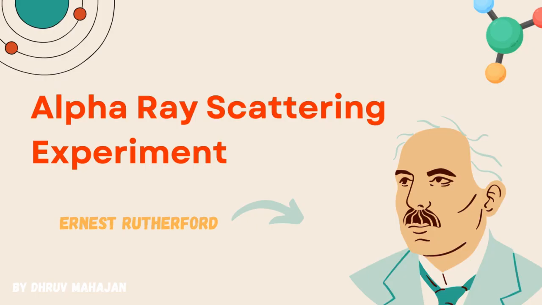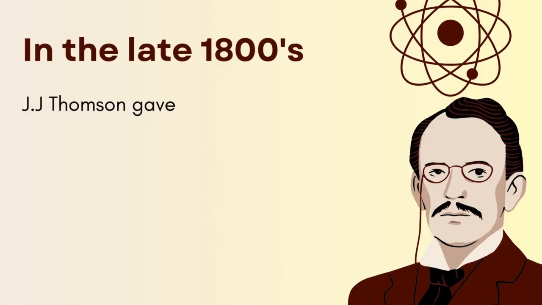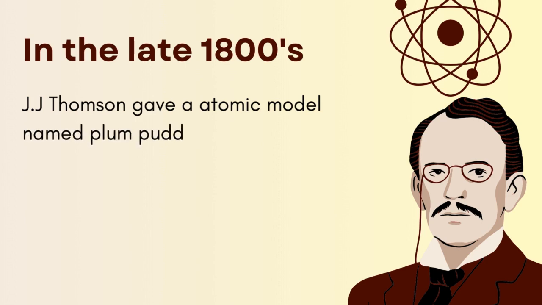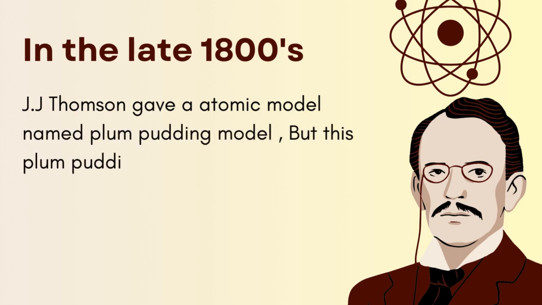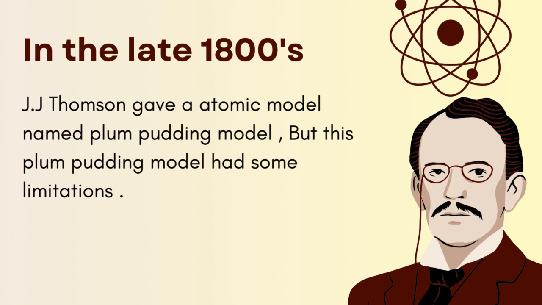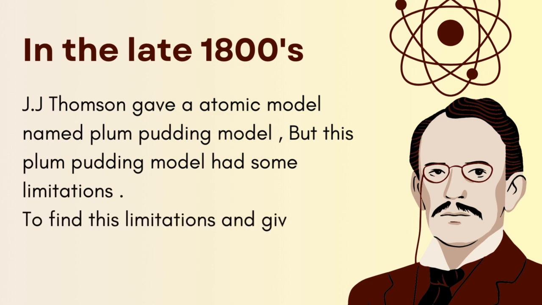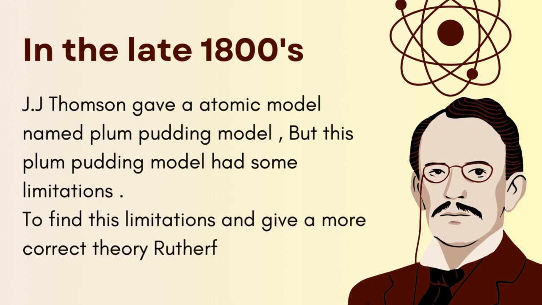In this lecture, we will dive into the famous alpha ray scattering experiment, which helped Rutherford to make the planetary model of atom. In the late 1800s, J. J. Thomson gave an atomic model named plum pudding model, but this plum pudding model had some limitations. To find those limitations and give a more correct theory, Rutherford came.